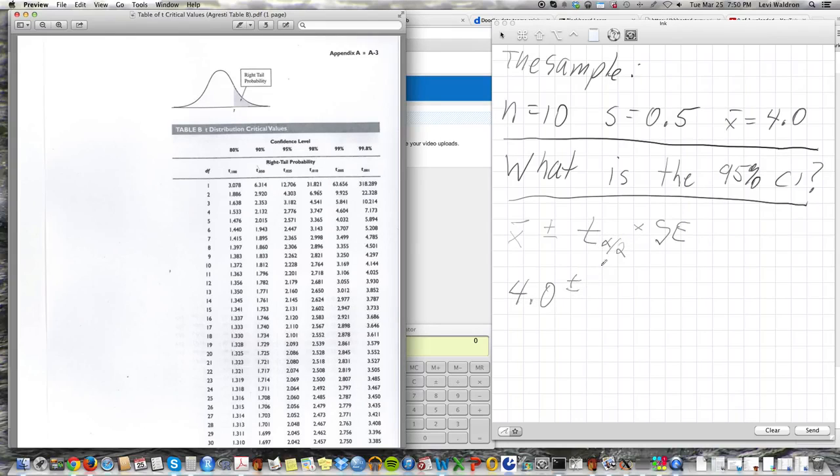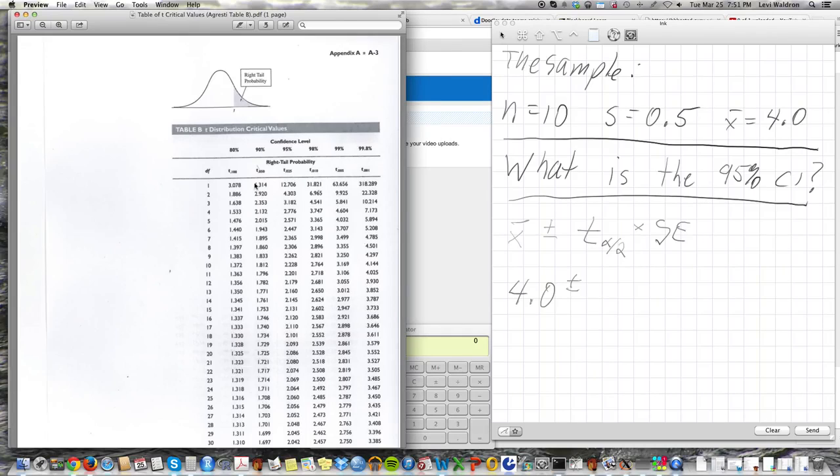Now this t sub alpha over 2, alpha is the confidence or the significance level. For a 95% confidence interval, alpha is 0.05. So alpha over 2 is 0.025, and in the Agresti table B, you can see it shows you both. For a confidence level of 95%, you look up t 0.025.